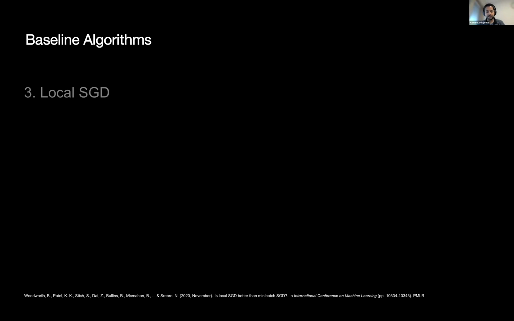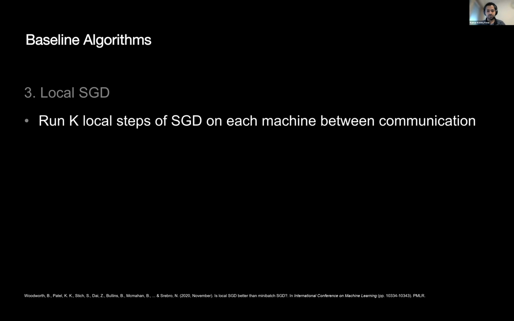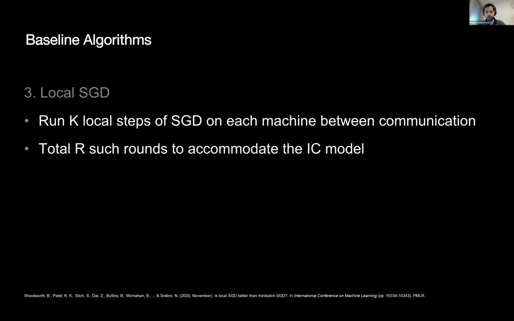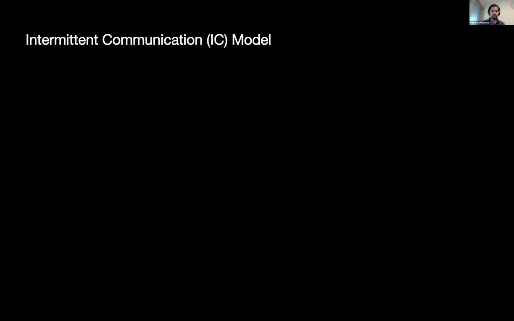Let's come to the third baseline algorithm. So we've talked about single machine SGD and mini batch SGD. And the third one, which is perhaps the most popular one in federated learning, is local SGD. So you run k local steps of SGD on each machine between communication. And there are total R rounds because we still have to accommodate the intermittent communication model.